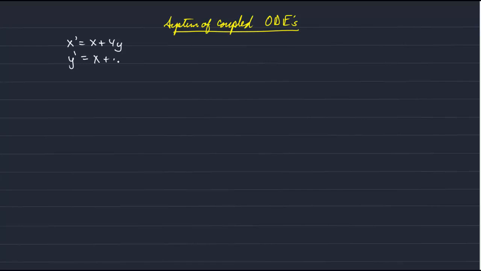So this is a system of coupled ordinary differential equations. The first equation is x prime is equal to x plus 4y, and y prime is equal to x plus y.